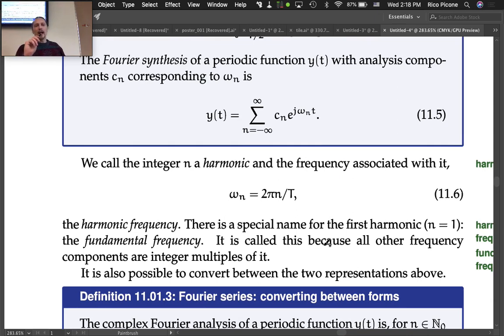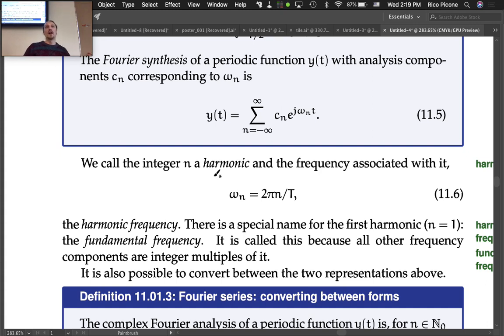So we call the integer n a harmonic. That terminology is going to come up a lot. Harmonic, okay? A harmonic. And you may have learned that term, hopefully, in physics. Same exact thing. They're using it the same way that we're using it. And the frequency associated with it, omega n equals some integer multiple of the frequency 2 pi over the period, the harmonic frequency. Okay, so we call this frequency the harmonic frequency. We call the integer n the harmonic.